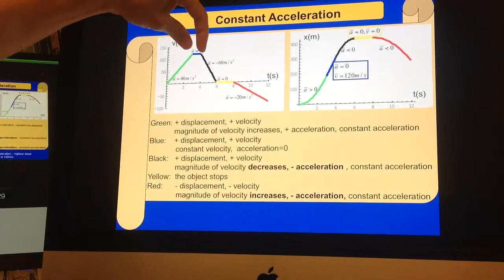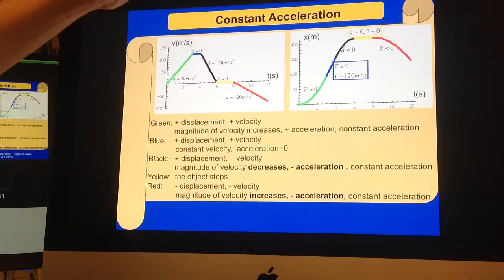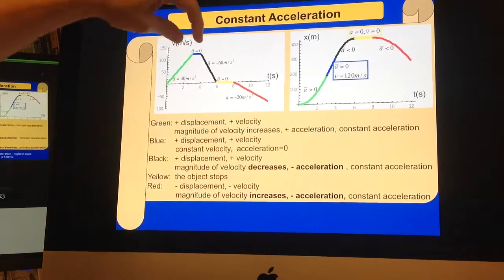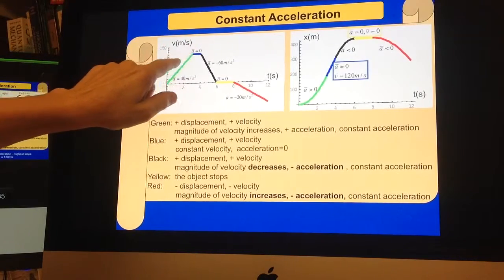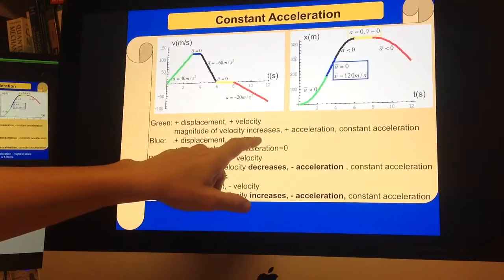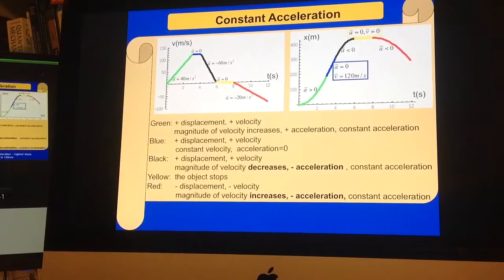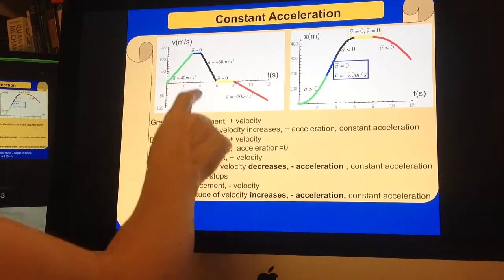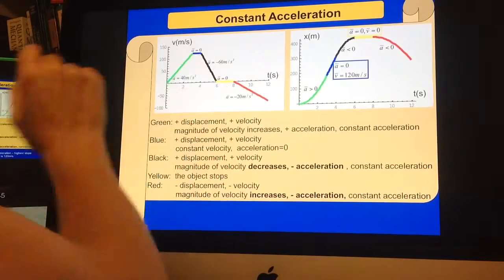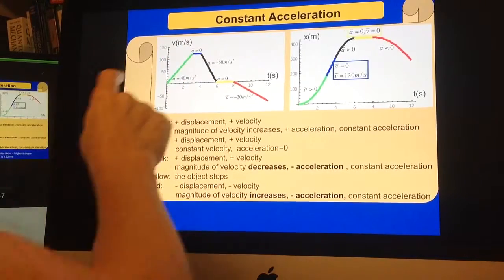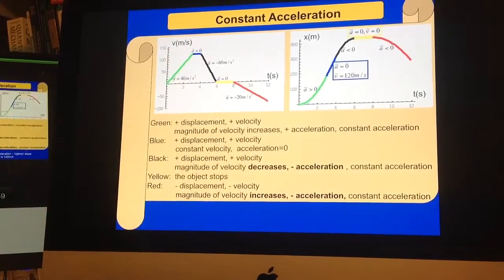What happens in the blue piece? In the blue piece, we still have velocity. It's a positive velocity. And if its velocity is positive, I can go ahead and say the displacement is positive. But the velocity is not changing. It's constant in this whole blue piece. So I know for sure the acceleration is zero. The acceleration is zero because the velocity is not changing.